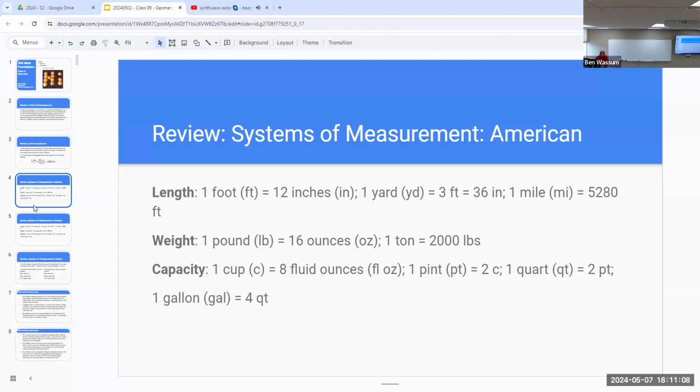You pull out a chart that tells you how much of one thing is equal to another thing, and you convert them. It's a little more realistic, it's a little more likely to happen. But for the most part, that's kind of how you apply math in the real world. You look it up, and you figure it out with what you look up.